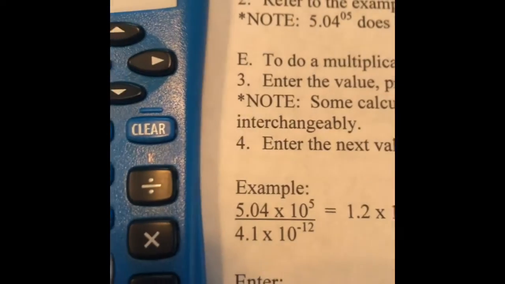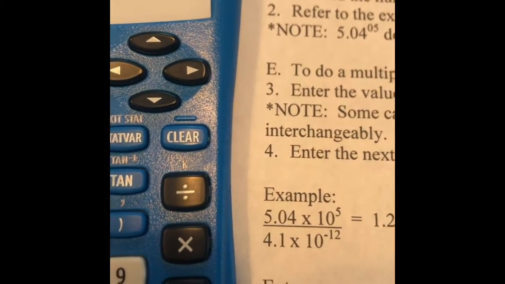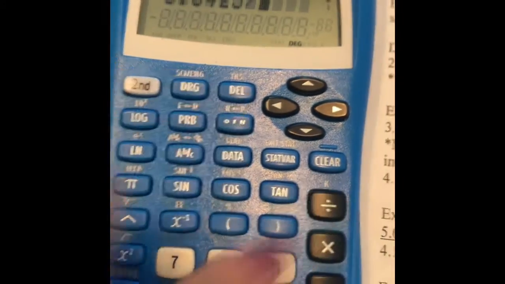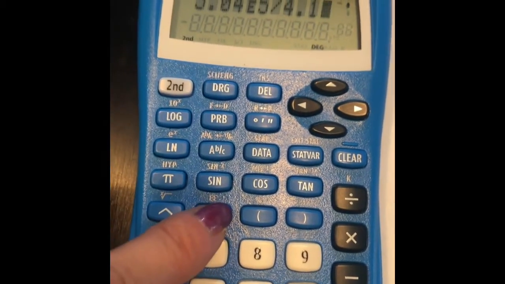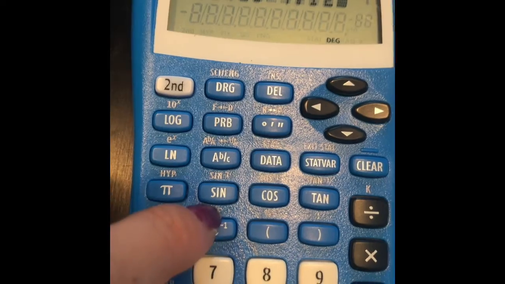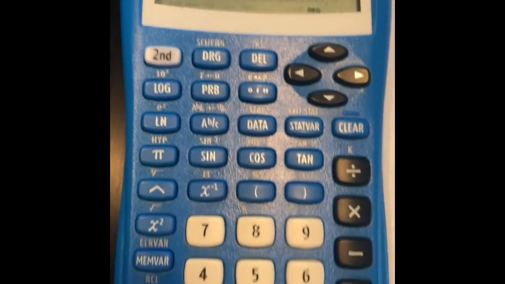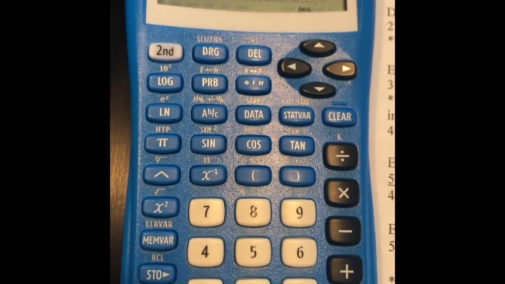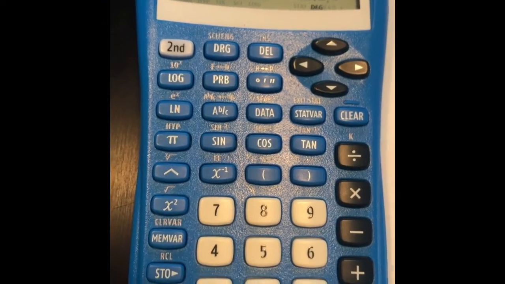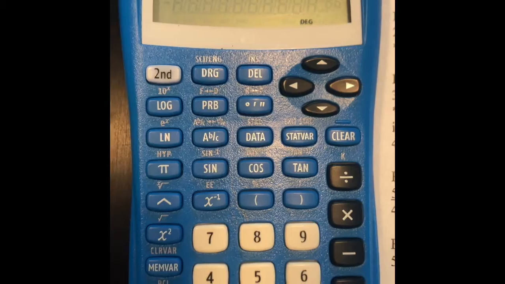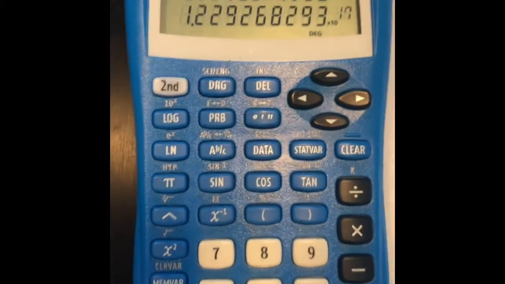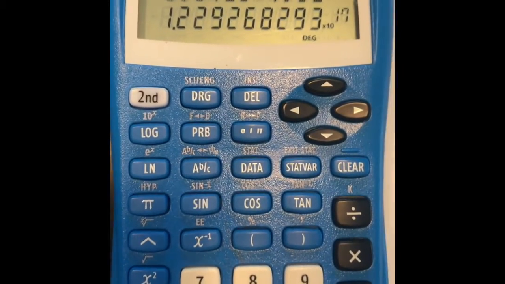Okay, then we're going to divide it by 4.1 times 10 to the negative 12. Divide by 4.1, second, EE gives you 1E. Now find the negative, not the minus button. If you hit minus, you'll get an error. So negative 12. Enter. You should have 1.2, a whole bunch of decimal places.